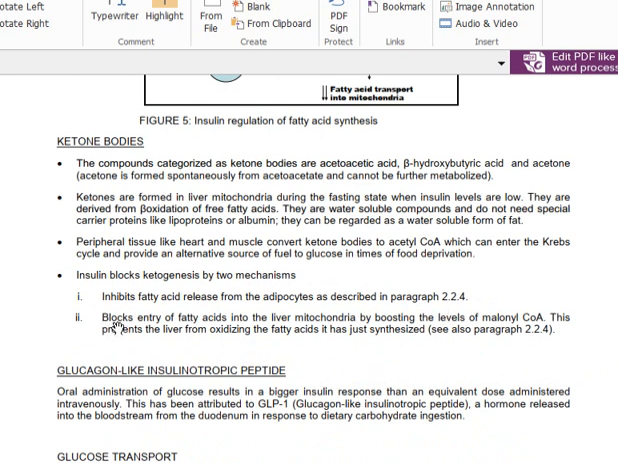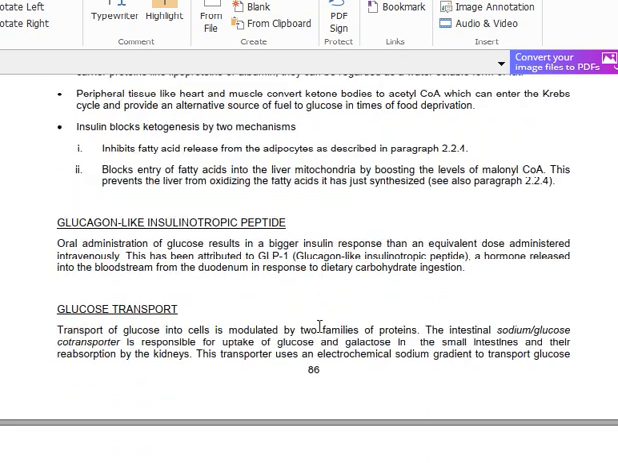So it is going to block the entry of the fatty acid into the liver, which is going to boost the level of malonyl-CoA. That's going to prevent the liver from oxidizing fatty acid. So beta oxidation and alpha oxidation are going to reduce when you have a high level of insulin. Is it clear? Now, this oxidation needs to occur at the level of the mitochondria of the kidney; beta oxidation and alpha oxidation occur at the level of the mitochondria of the kidney for the production of both energy and also the production of ketone bodies.